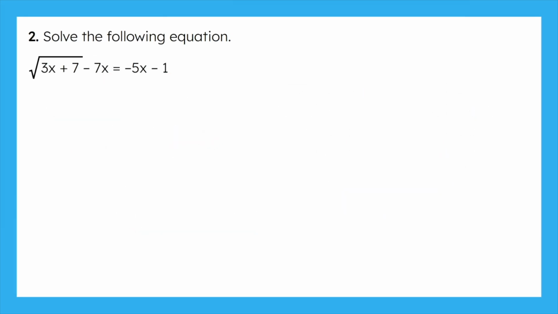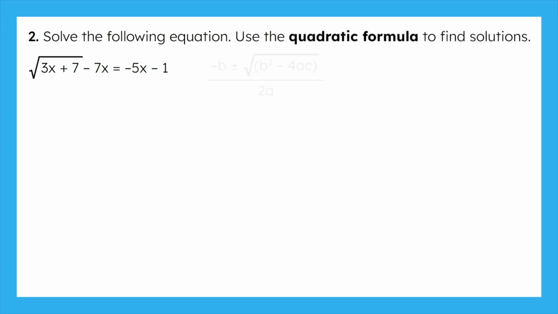Moving on, this problem asks us to solve the square root of 3x plus 7 minus 7x equals -5x minus 1. Remember, we can use inverse operations first to isolate the radical before solving. Also, I'm telling you now, this one won't factor into integers, so you'll eventually have to use the quadratic formula to find solutions. Pause now to solve, but don't worry about checking for extraneous solutions just yet. I'm going to show you a cool trick once you have the solutions.